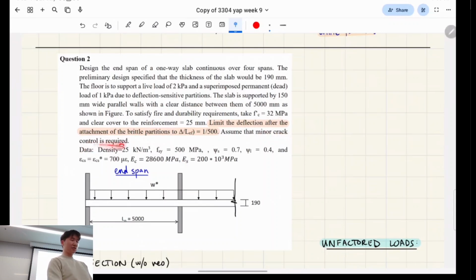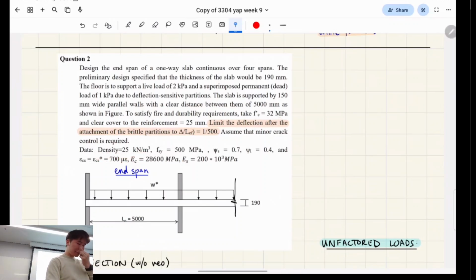Assume minor crack control is required. So the crack control information has to do with the design of the secondary reinforcement. Depending on how much crack control you need, you need more secondary reinforcement to make sure those cracks don't form. So there's a minor amount, a moderate amount, and I forgot what the high one is called. Substantial, something like that. High degree, I think it's called. I don't know. Anyway.